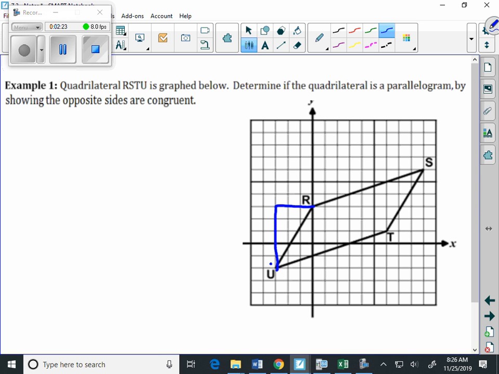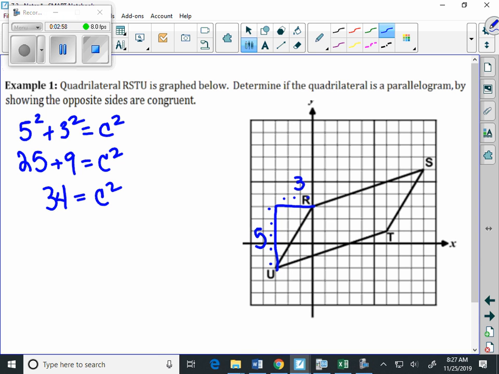And when we count, we've got 1, 2, 3, 4, 5, and 1, 2, 3. Again, when we're proving that these are congruent, we're using the Pythagorean theorem. Start far left on your paper so you have enough room. It's going to be 5 squared plus 3 squared equals c squared. Side squared plus side squared equals hypotenuse squared. So we get 25 plus 9 equals c squared. 25 plus 9 is 34. And we don't mind what c squared is, but we want to know what c is, so I'll take the square root of both sides.